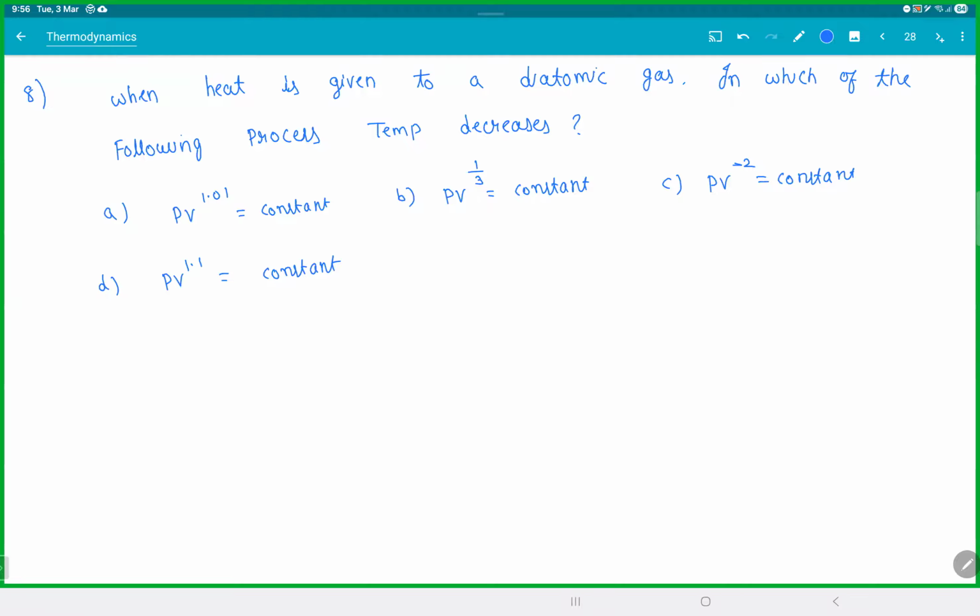When you give heat to the system, temperature decreases. I can even ask a better question: in which process is the work done negative? When heat is given to the system, work done is negative. So you can actually make a matrix matching. I can give the 4 processes here, and then I'll say temperature increases, temperature decreases, work done positive, work done negative, and you have to matrix match. Let's get the temperature.